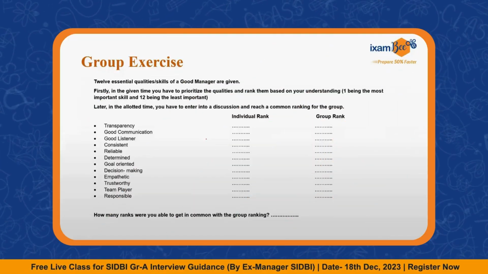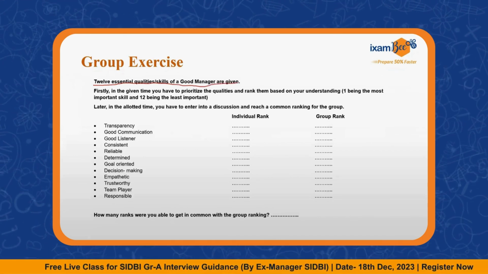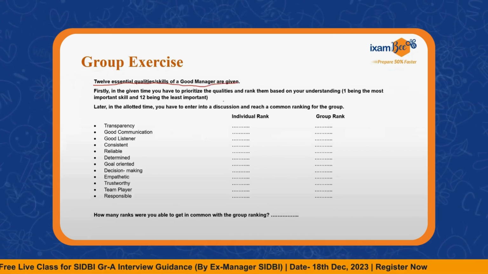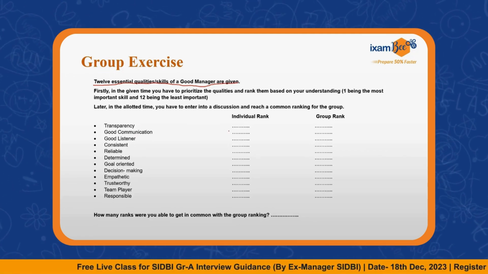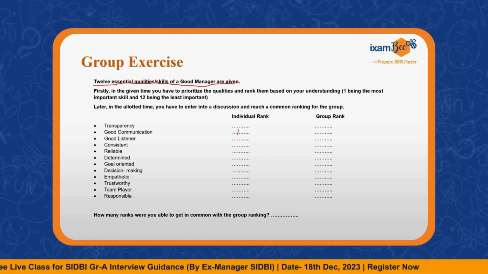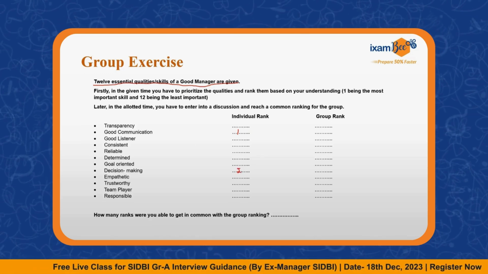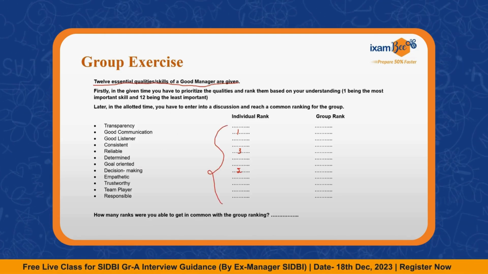This is a group exercise. Here 12 essential qualities or skills of a good manager are given. So firstly, in the initial 10-15 minutes, each one of you will put down your rank. Suppose one of you thinks that good communication is the most important skill that a good manager should have. You give it rank 1. Then decision making, you give rank 2. Reliable, you give rank 3. And so you rank all these 12 qualities.